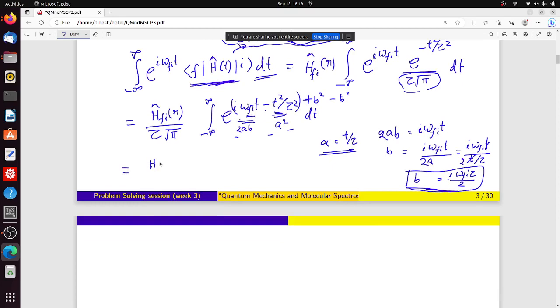This is H of phi r tau, minus infinity to infinity. Actually I can take minus common, so it will be t square over tau square minus i omega phi t, then I have to add b square, so b square will be this.